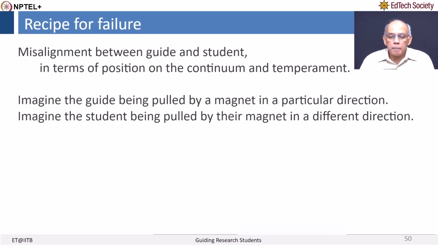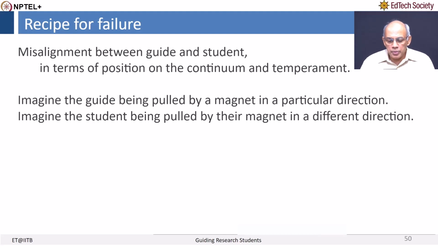So now here it is useful to have an analogy. Imagine that the guide is being pulled by a magnet in a particular direction, which is their interest, their research direction and so on. Now along comes a student who is pulled by their own magnet in a different direction. So essentially there are different pulls pulling in different directions. So they are not aligned.